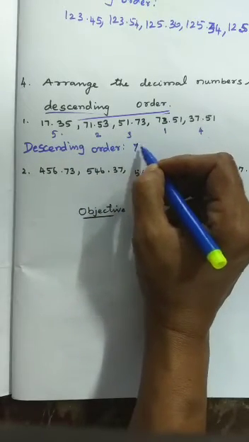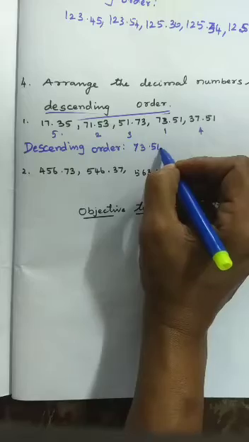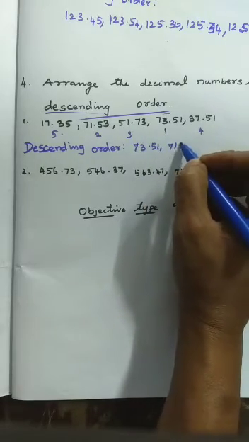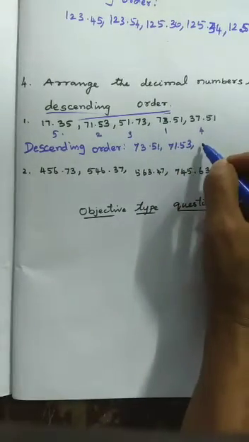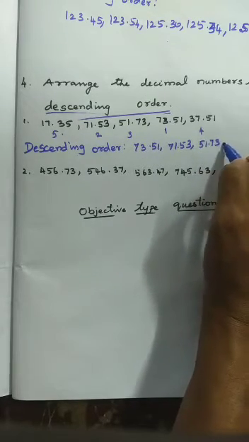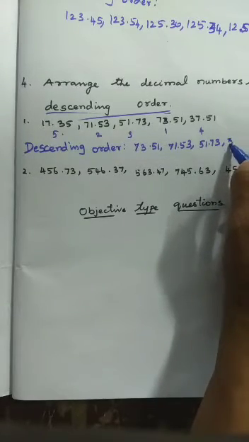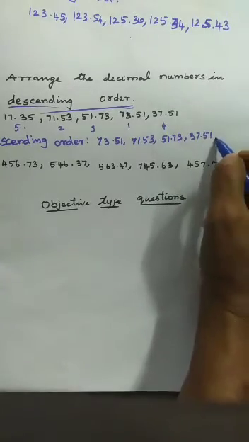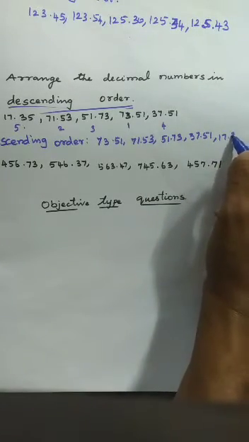First one is 73.51, comma, 71.53, comma, then third one is 51.73, comma, 37.51, comma, 17.35.